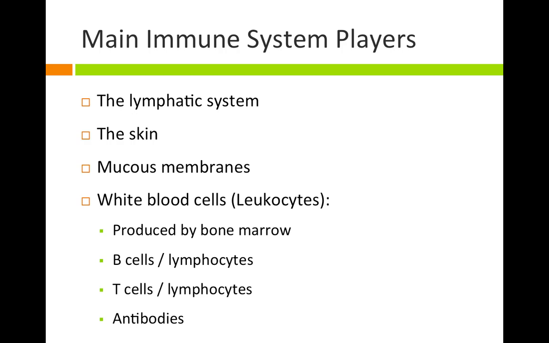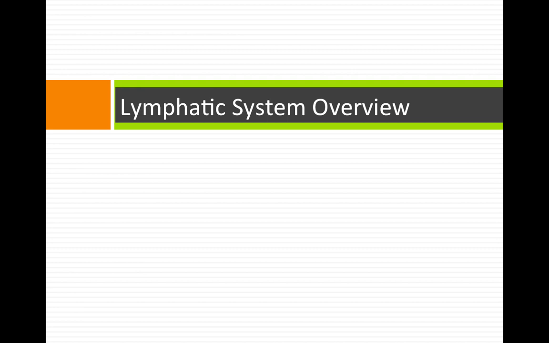These leukocytes are produced by your bone marrow, as we learned way back in the skeletal system unit. They're differentiated into different types of blood cells, including white blood cells. These white blood cells can be lymphocytes and phagocytes. Lymphocytes become B cells or T cells, and we also have antibodies that we're going to talk about. So let's look at the lymphatic system.